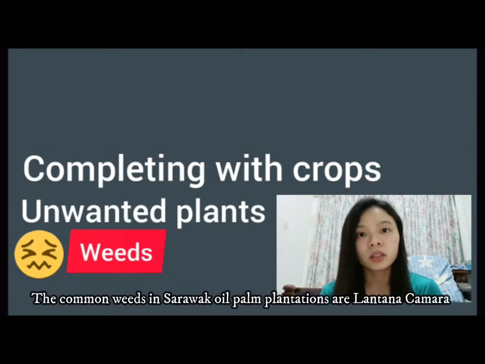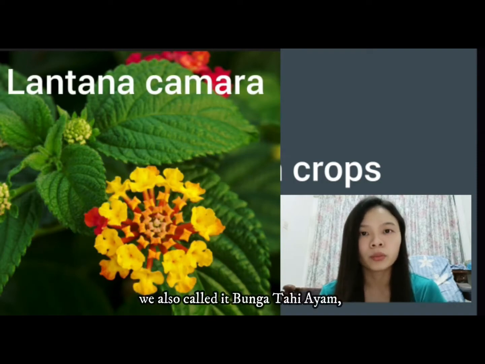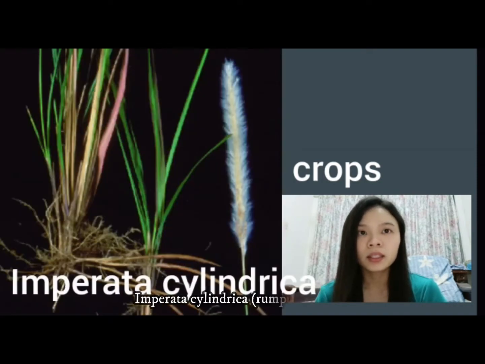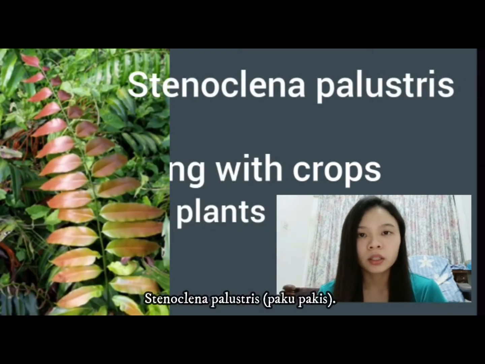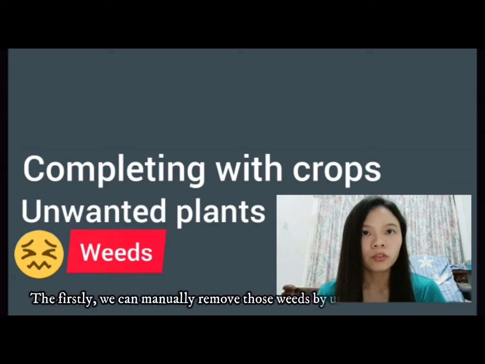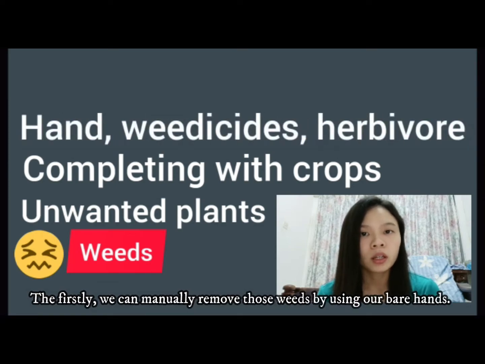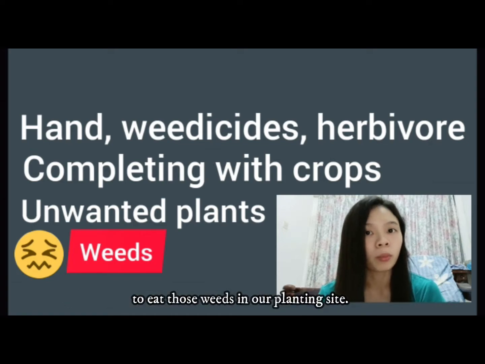The common weeds in Sarawak oil palm plantations are Lantana camara, which we also call bunga tahi ayam, Imperata cylindrica, rumput lalang, and Stenochlaena palustris, paku pakis. However, we can get rid of those weeds in many ways. Firstly, we can manually remove those weeds by using our hands, use chemicals like herbicide or weedicide, and also use herbivores to eat those weeds in our planting site.